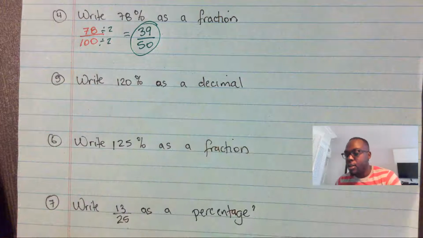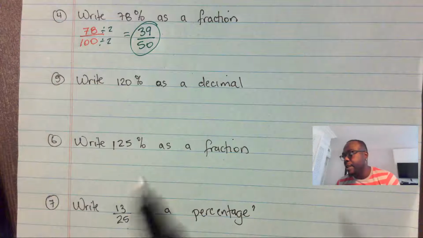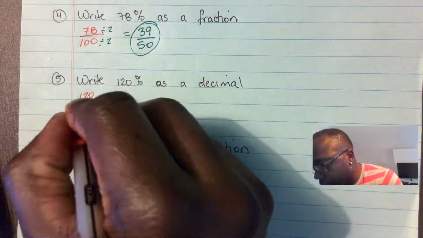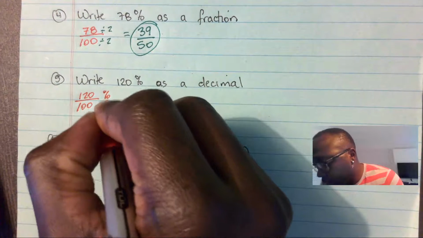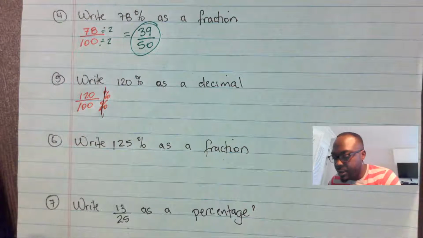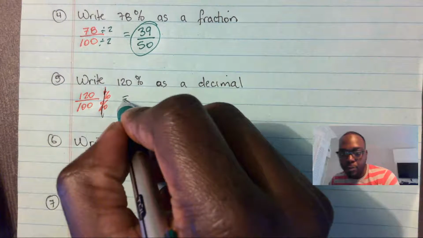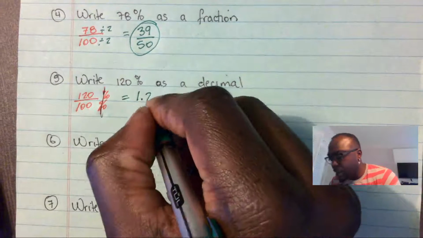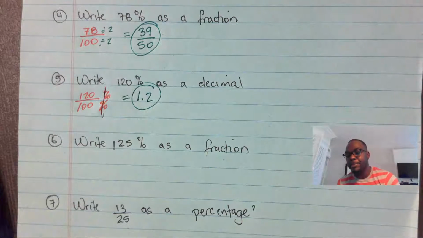So we have 120% as a decimal. How do I do that? To write a percentage as a decimal, I'm going to divide by 100. So I'm going to take 120% divided by 100. The percent signs cancel. So all I have is 120 divided by 100, which, when you plug this into your calculator, is going to give you 1.2. So that would be your answer.